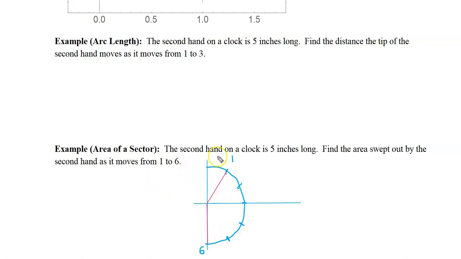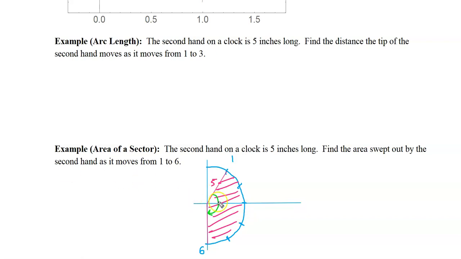So down here, I paused the video and drew a picture of what we need to find. Here we have the second hand, and it is traveling from the 1 position to the 6 position. The radius, or the length of the second hand, is 5, and we want to find this area, the area in here, as the second hand sweeps from here to here.